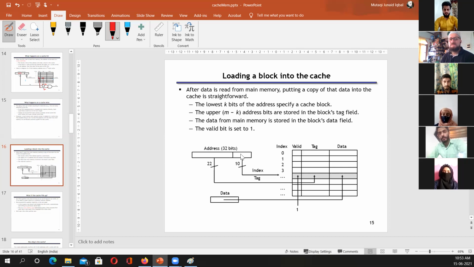It will tell us which cache block. The last m minus k bits will tell us the tag, that is, which data we have kept there, okay? And the data will be put into the data part.